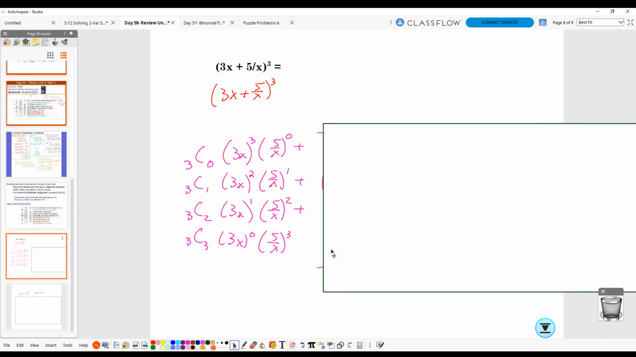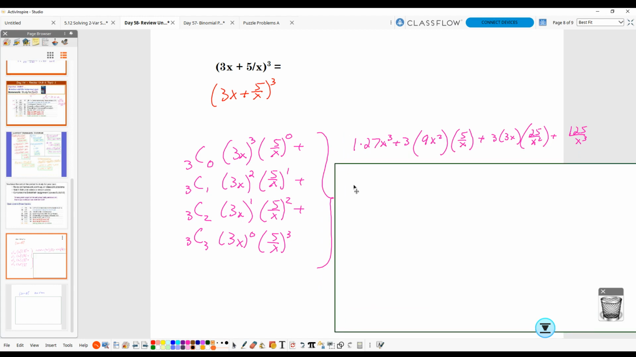So we're going to get 4 terms because it's a third exponent. 3 choose 0, 3 choose 1, 3 choose 2, 3 choose 3. And then first term, 3x in parentheses to the 3, 2, 1, 0. And then the 5 over x to the 0, 1, 2, 3. Carefully expanding. We get 27x cubed plus 3 times 9x squared times 5 over x.